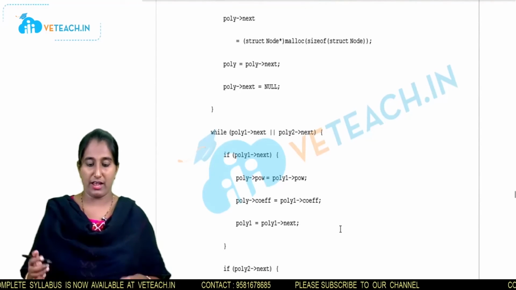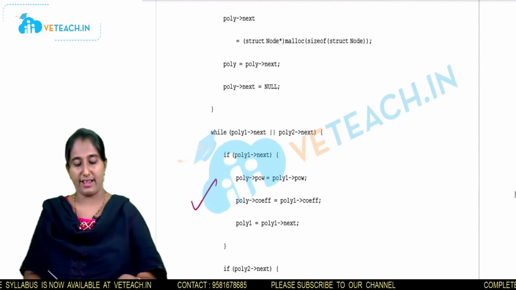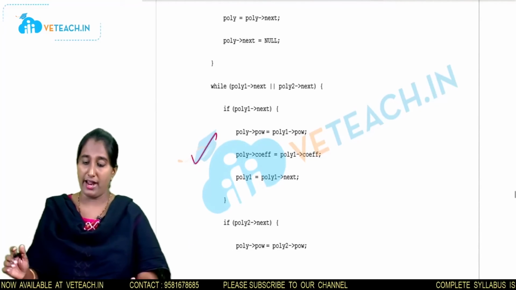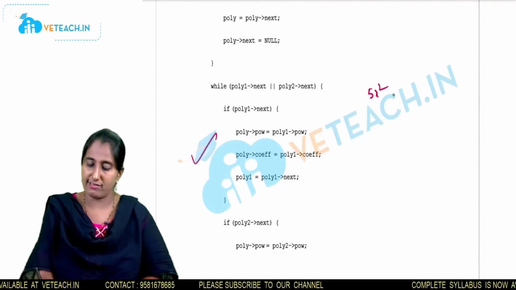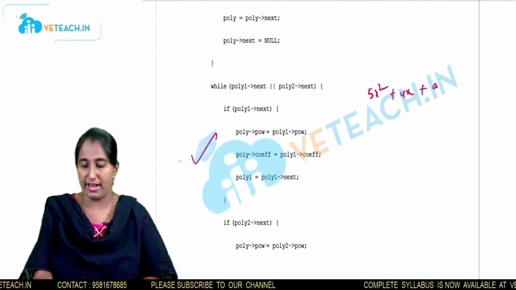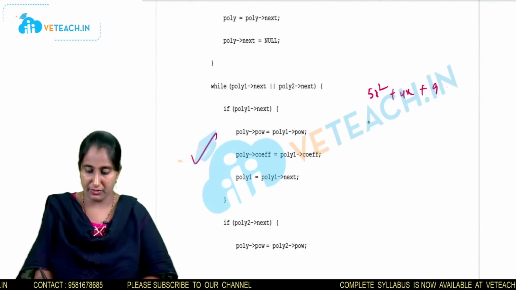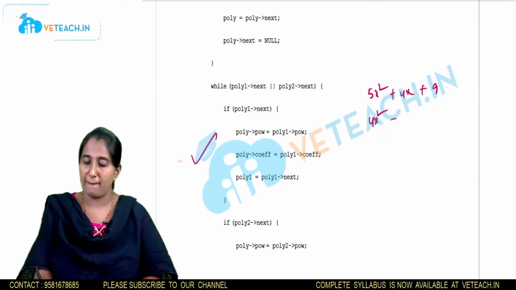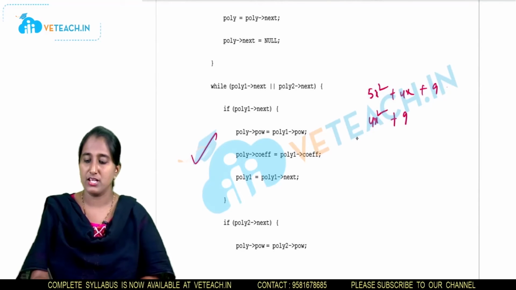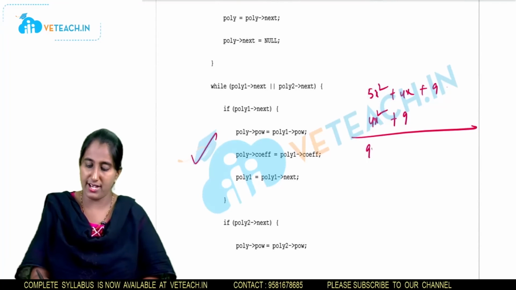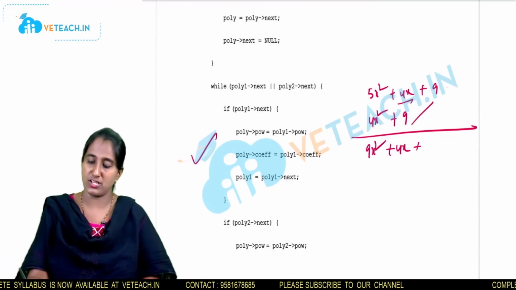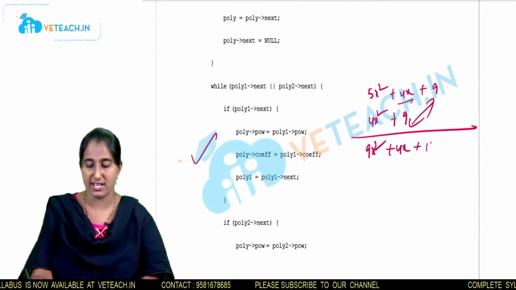And later this is the condition where you create the node. For example, if 5x square plus 4x plus 9 is there, here, for example, 4x square plus here one more I am taking a 9. Okay. So what we do is, here 9x square, so 4x will be carried, and here these two terms, 9 plus 9, 18.